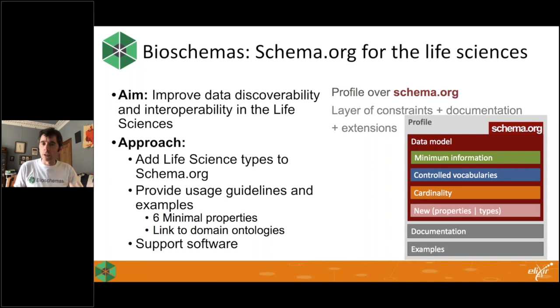So I want to make sure that those are going to be the 5 or 6 that give me the most benefit for having that markup in the site. So that's where the Bioschemas profiles come in. These are restrictions or guidelines on how to use schema.org types and Bioschemas extensions of those so that you can provide the most pertinent properties into your web pages.